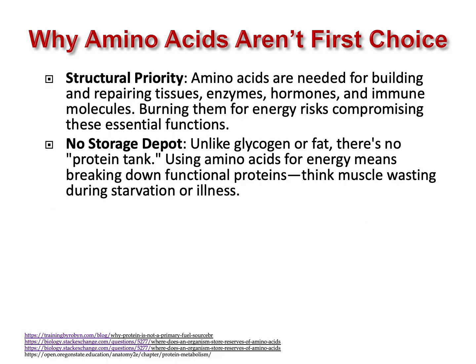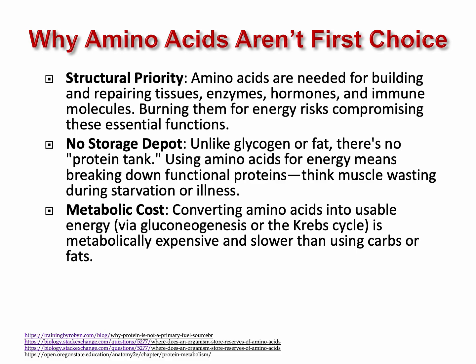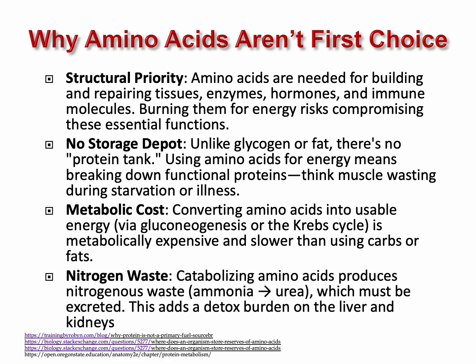during starvation or illness. And number three, metabolic costs. Converting amino acids into usable energy via gluconeogenesis or the Krebs cycle is metabolically quite expensive and slower than using carbs or fat. And lastly, nitrogen waste. Catabolizing amino acids produces nitrogenous waste, ammonia to urea, which must be excreted. This adds to a redox burden in the liver and kidney. These are poisonous substances that should be properly metabolized and excreted.